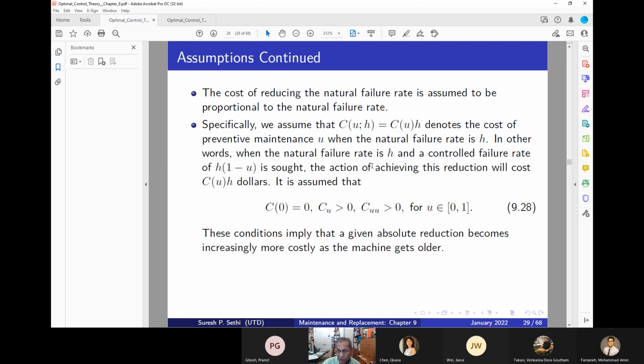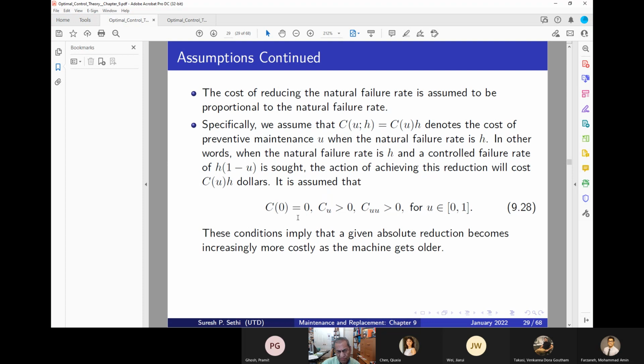Okay. So the control failure rate: if the natural failure rate is H and I want to seek that control failure rate, then the cost of that action is this, CU times H dollars. So that's why it depends. It can depend on H.